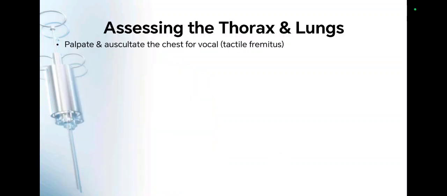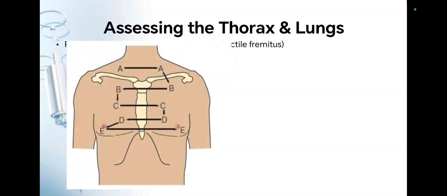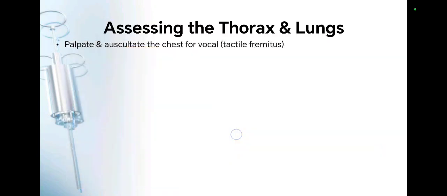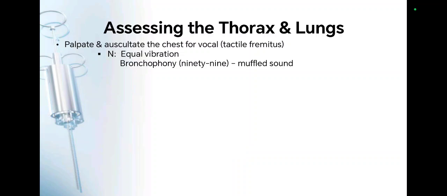Now, palpate and auscultate the chest for vocal or tactile fremitus. By doing this test, you ask the patient to say the words 99, and then you palpate for the vibration. In this area, we have A, B, C, D, E. We have the anterior and we have your posterior part. It should be equally vibrating on both sides.